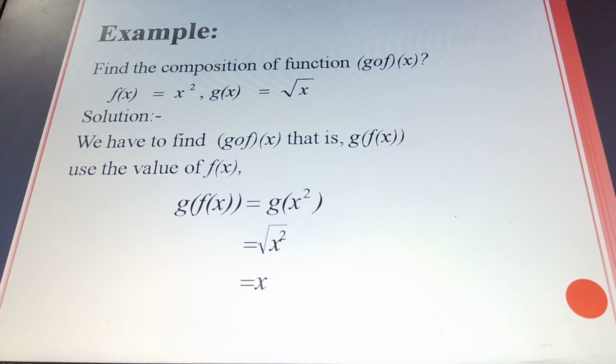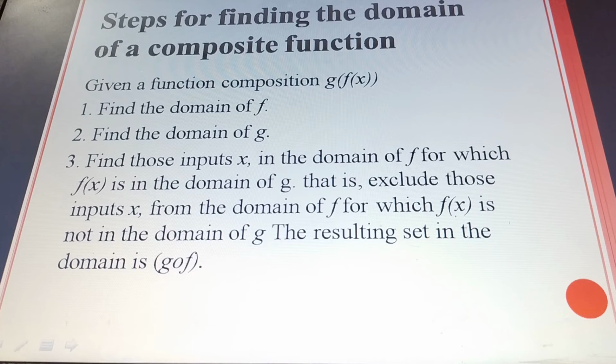Here also you can find f composite g of x similarly. This is a very simple method. You can solve by the same procedure. Here are a few steps for finding the domain of a composite function. First, find the composition of a function, find the domain of f, find the domain of g.